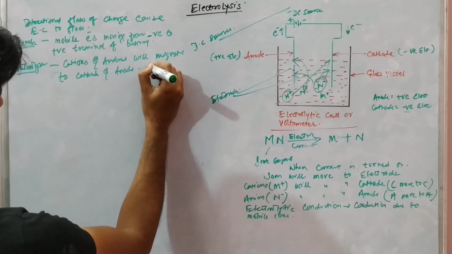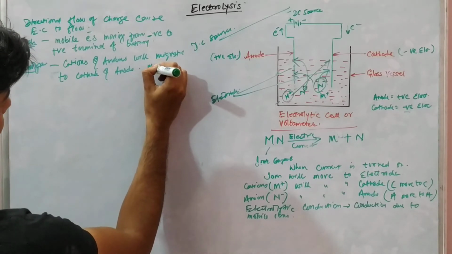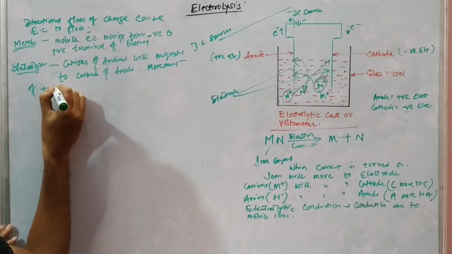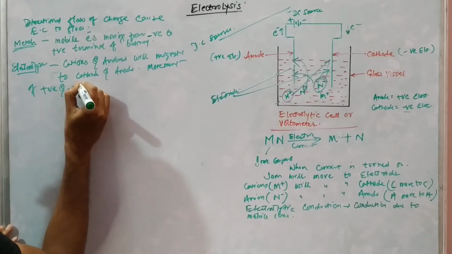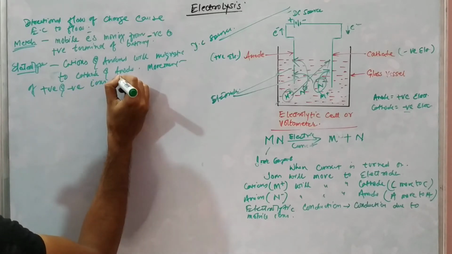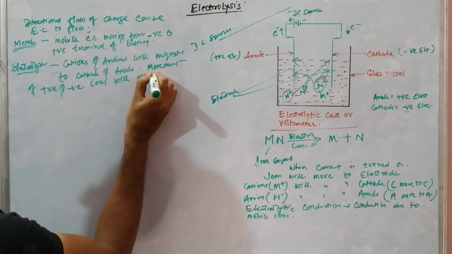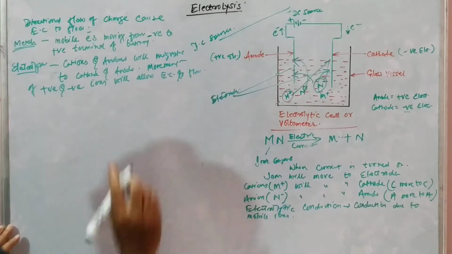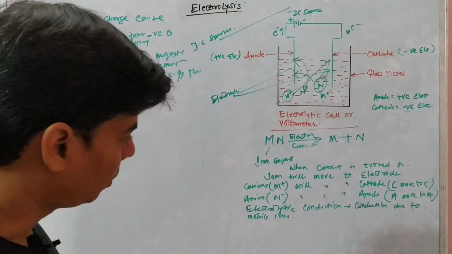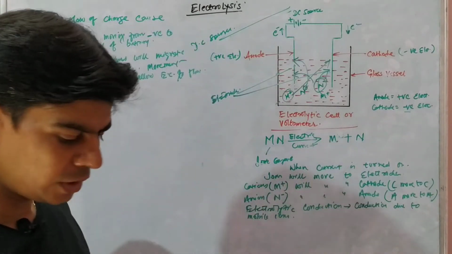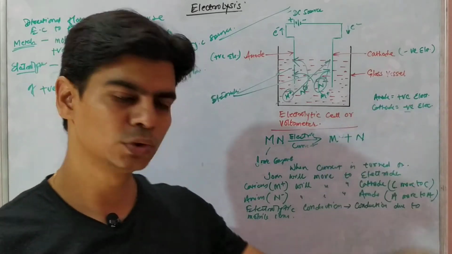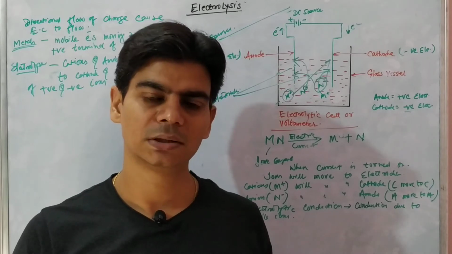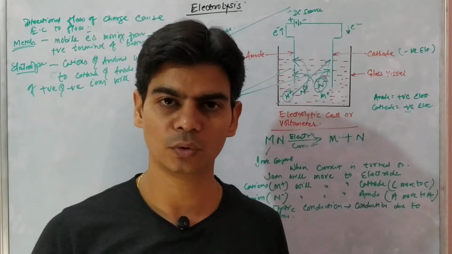So the movement of positive and negative ions will allow electric current to flow through this electrolyte, right? Now till here we know that C will move to C, A will move to A. Now let's see what will happen when cations will move to cathode and anions will move to anode, right?